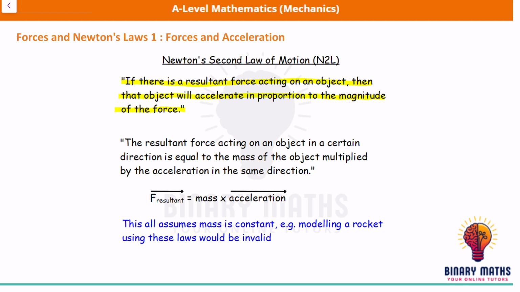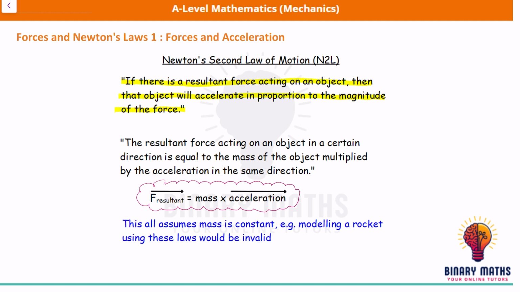In other words, the resultant force acting on an object in a certain direction is equal to the mass of the object multiplied by the acceleration in the same direction. So this is the formula that you need to remember. The resultant force in a certain direction is equal to mass times acceleration in the same direction. This all assumes mass is constant, e.g. modeling a rocket using these laws would be invalid.